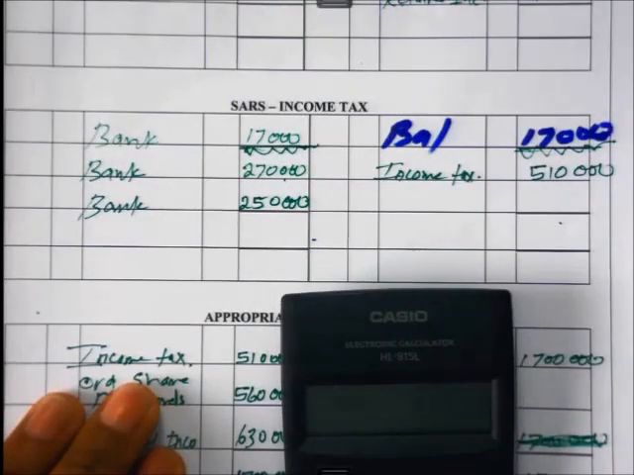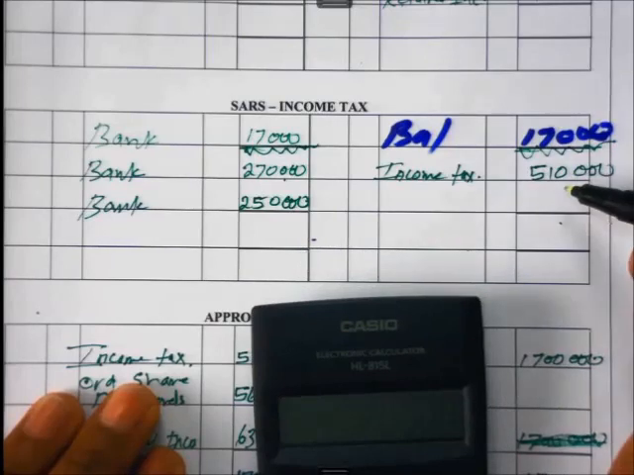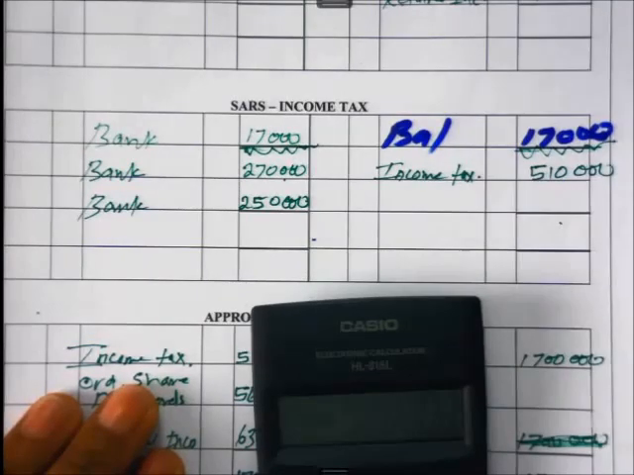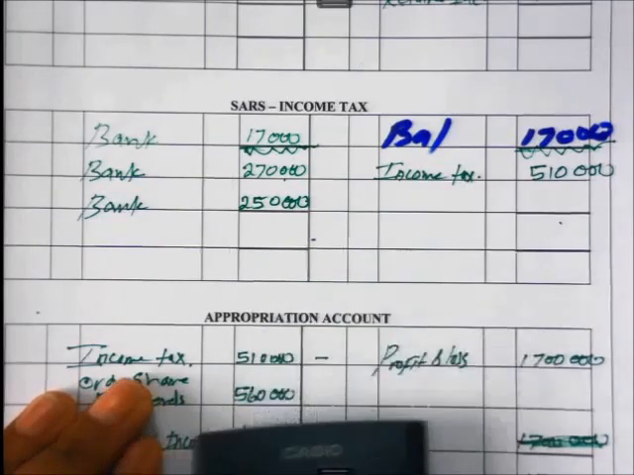270,000 plus 250,000. All in all, we have paid 520,000. And then how much were we supposed to pay? Our tax liability for the year is 510, which means we have paid 10,000 more.